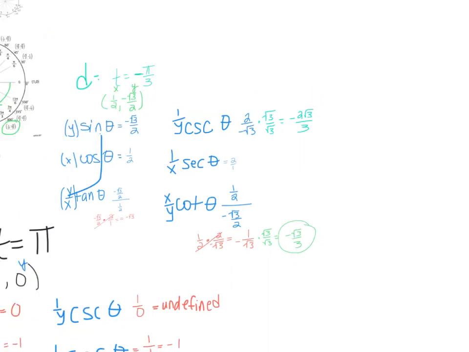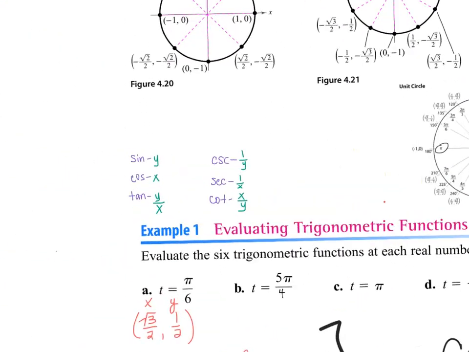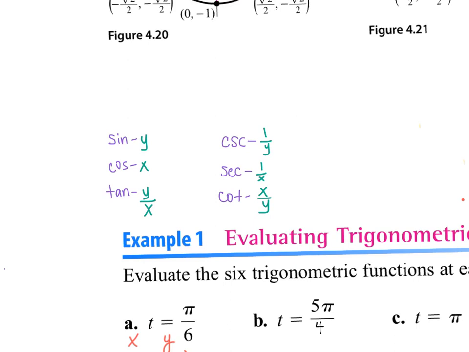So it's really important, guys, that you get this in your brain. You have to know how to find your 6 trig functions. Your sine of an angle is going to be whatever the y part of the ordered pair is. Your cosine is the x part of the ordered pair, and your tangent is y over x. So your cosecant is 1 over the sine. Your secant is 1 over x, and your cotangent is x over y. And then you just simplify and rationalize.